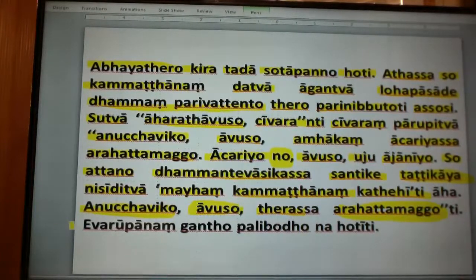So Eva Rupana, for that kind of person, Kanto, learning the Pitaka is Palibodha, an impediment, Nahoti, is not. Nahoti meaning is not. So for that kind of person, learning the Pitaka, the three baskets, is not an impediment. Because he has no pride. So that kind of person, the learning is not an impediment.